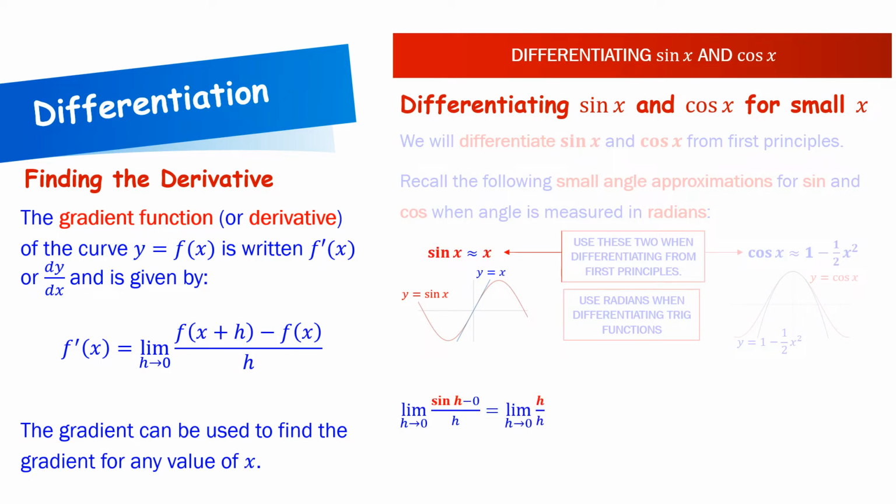This is equal to h, from the small angle approximation of sin x approximately equal to x, over h, as shown here. And of course h over h is equal to 1, so the limit as h tends to 0 of 1 is equal to 1.